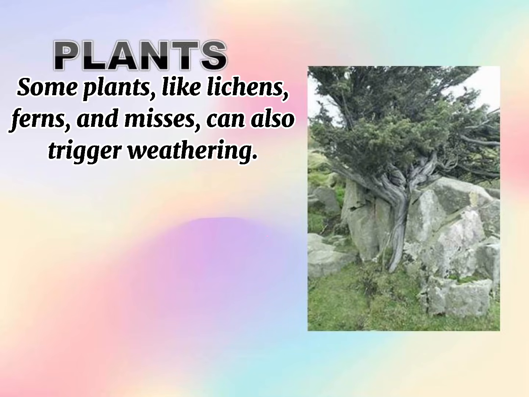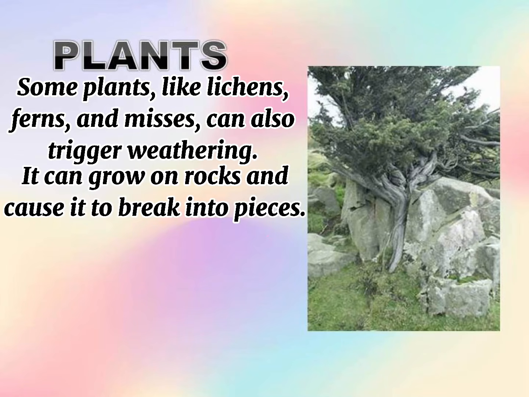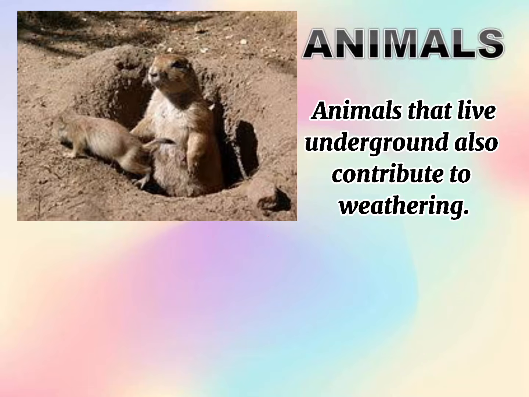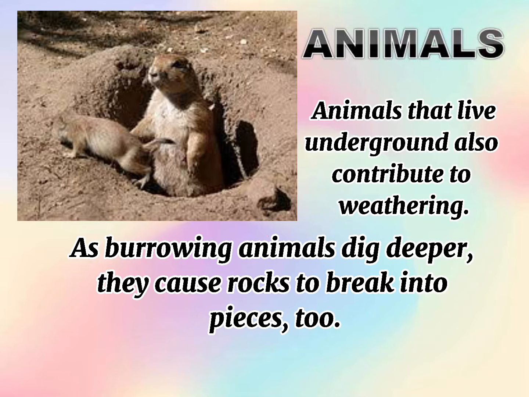Plants. Some plants, like lichens, ferns, and mosses, can also trigger weathering. They can grow on rocks and cause them to break into pieces. Eventually, the metabolic or life process of these plants will cause the gradual breakage of rocks into smaller pieces. Animals. Animals that live underground also contribute to weathering. As burrowing animals dig deeper, they cause rocks to break into pieces too.